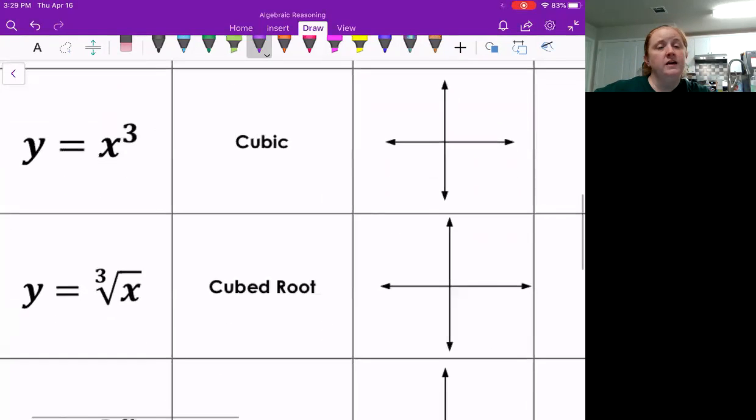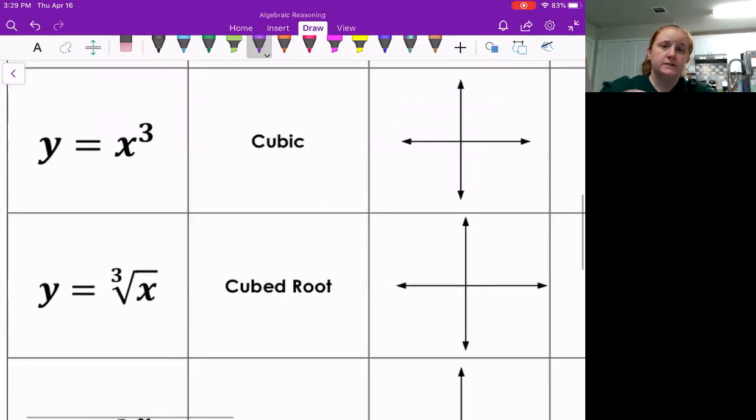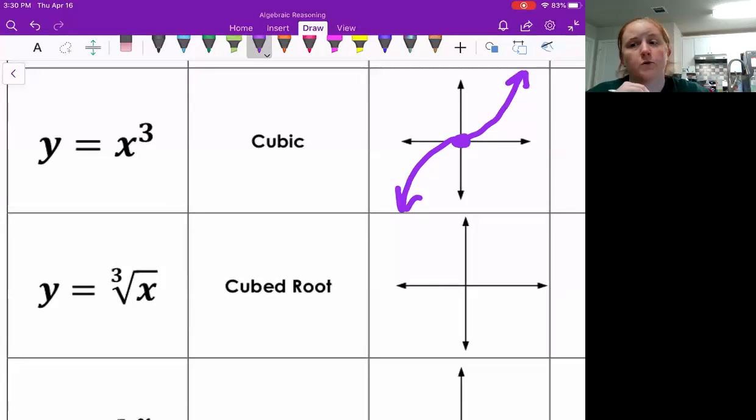Now, looking at our next pair of parent functions is your cubic. When we have the equation over here, this is your y equals x to the third power, which means any number times itself 3 times. So 1 times 1 times 1, 2 times 2 times 2, 3 times 3 times 3. Any number times itself 3 times. The graph of this, like the other two, does start at 0, 0. The right side goes up like it did in the quadratic, but the left side now points downwards.